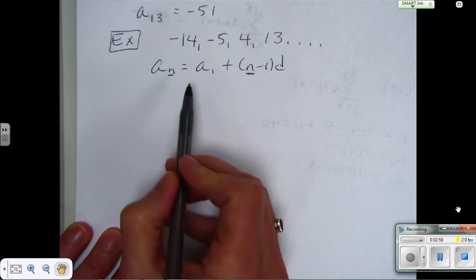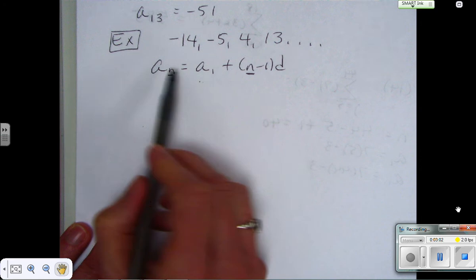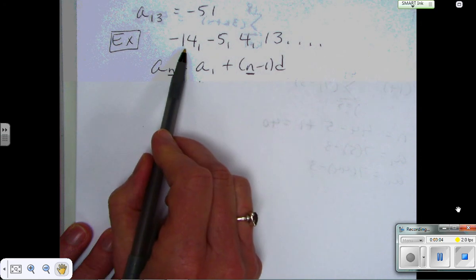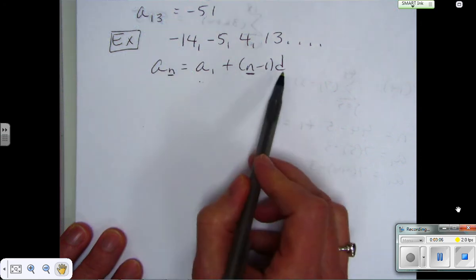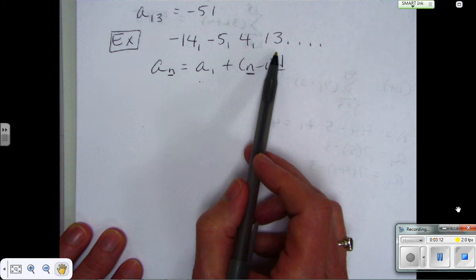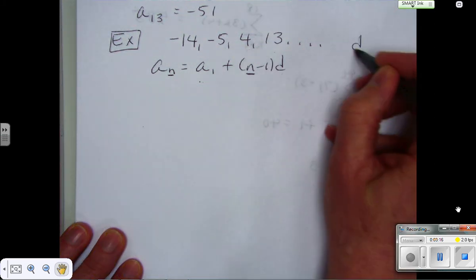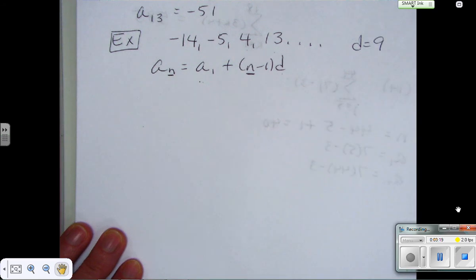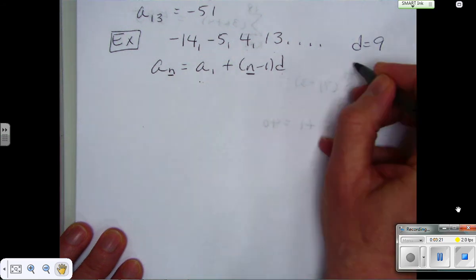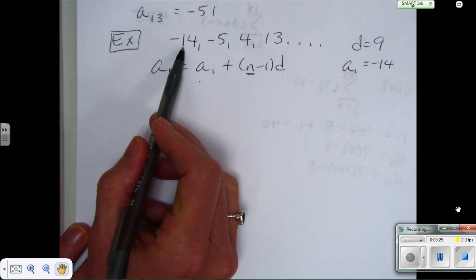I'm going to replace a sub 1 with the first term. Negative 14 is the first term in the sequence. And then I'm going to replace d with the difference. So I need to find out how much it's increasing or decreasing by. So 13 minus 4 is going to be 9. So that's going to be your d. A sub 1 is negative 14. That's your first number in the sequence.